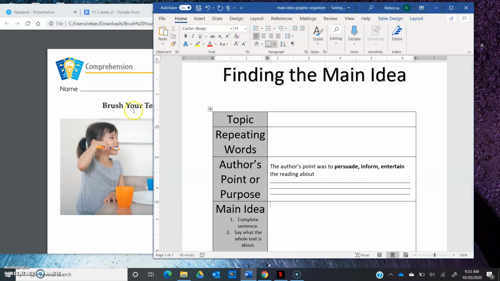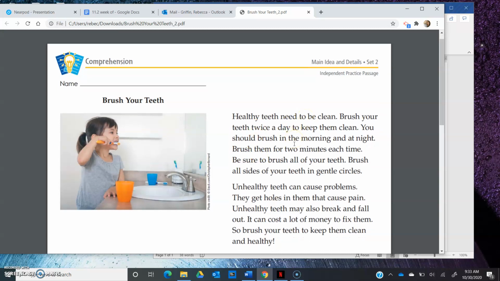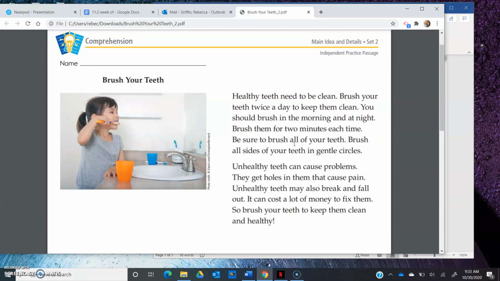I'm going to read an article called Brush Your Teeth, and then I'm going to complete the graphic organizer. Brush your teeth. Healthy teeth need to be clean. Brush your teeth twice a day to keep them clean. You should brush in the morning and at night. Brush them for 2 minutes each time. Be sure to brush all of your teeth. Brush all sides of your teeth in gentle circles.